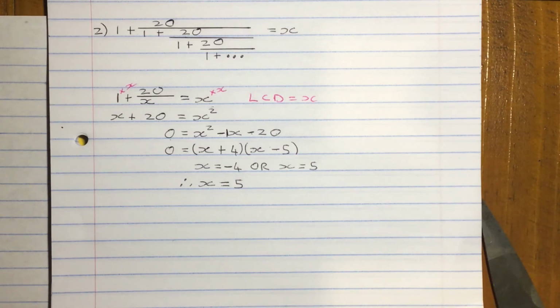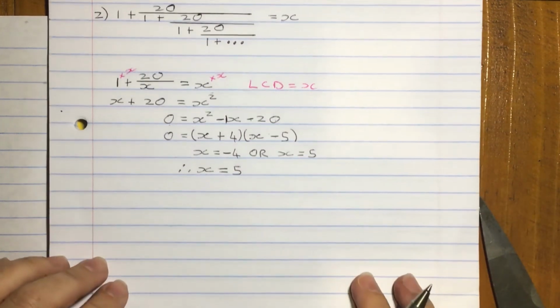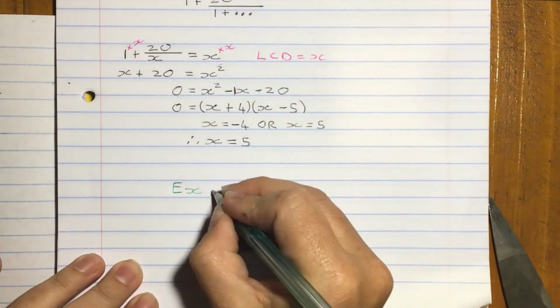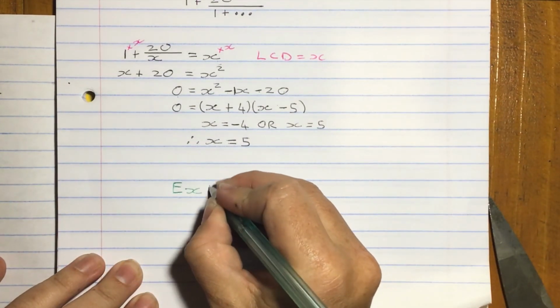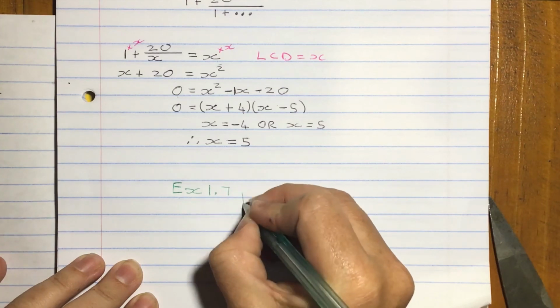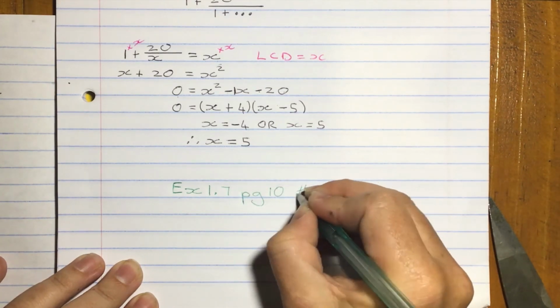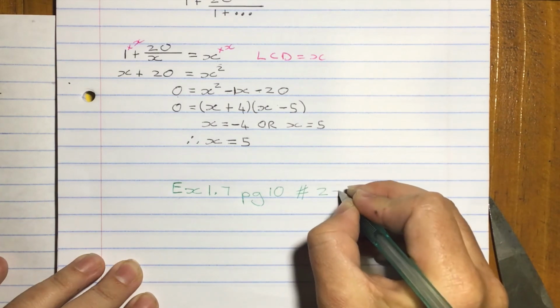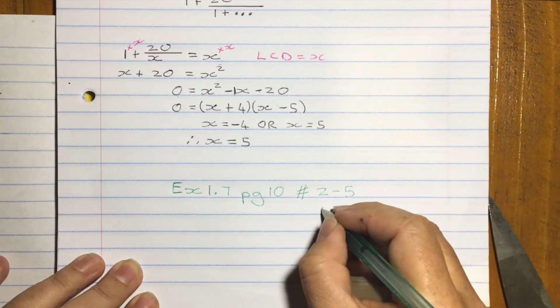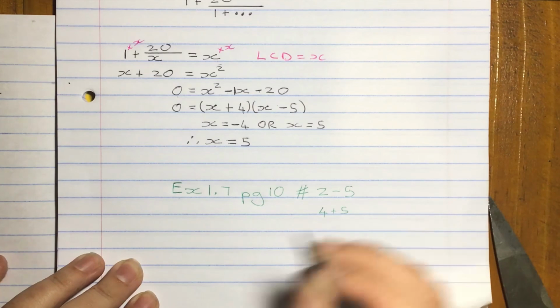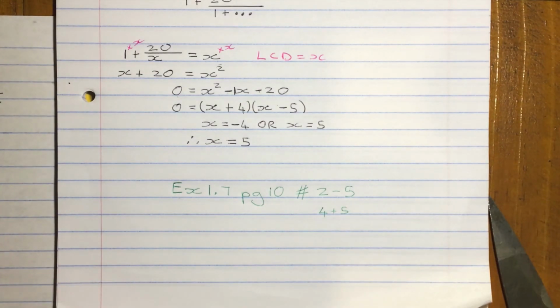Before I go, once again, you need to practice these. So you're going to go to exercise 1.7 on page 10, and you're going to complete the exercise doing number 2 to 5. Number 4 and 5 are complex questions to give you a good challenge for those problem-solving questions.